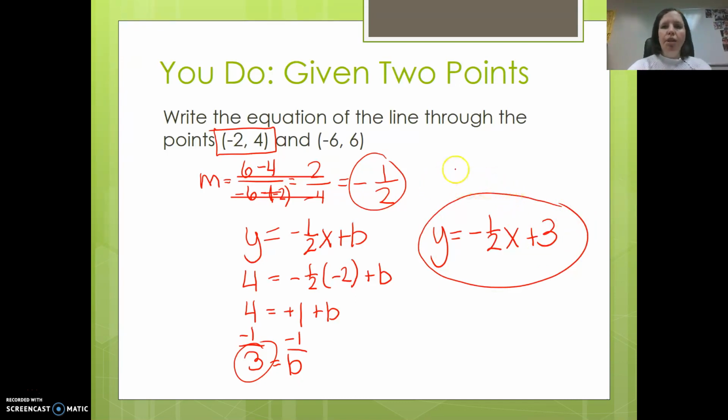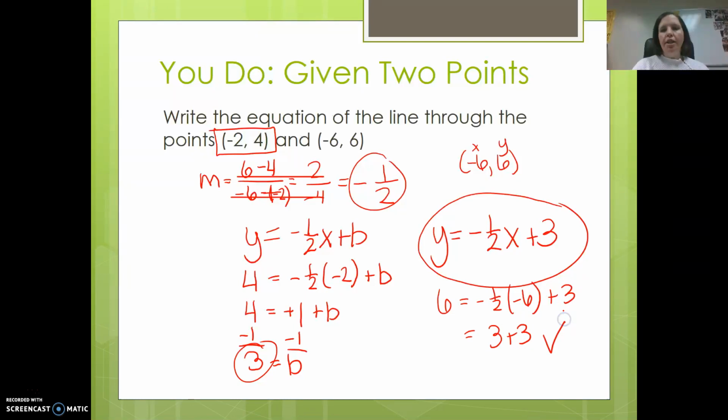You could take your other point, so I have -6, 6, and I can plug in those points, that x and that y, and this should be a point that's on the line. So this is 3 plus 3 is equal to 6, check. If the point is not on the line, then that tells me I made a mistake somewhere in my setup. Both points that you are given should be points that are on your line, so you could plug them in and check and make sure they work.